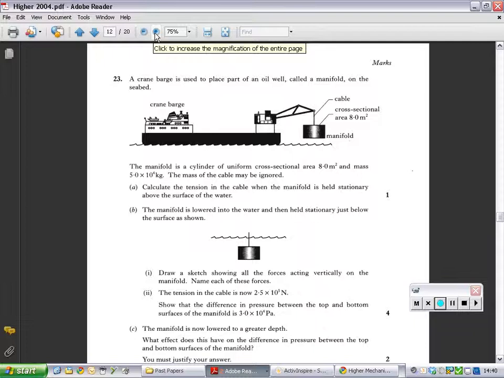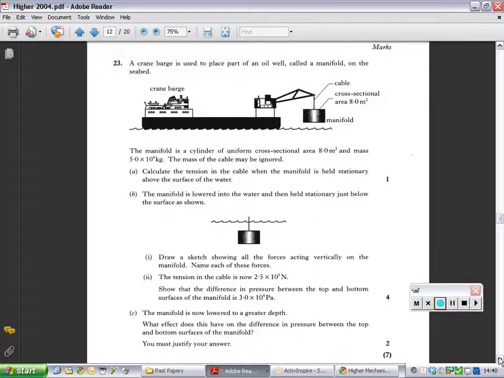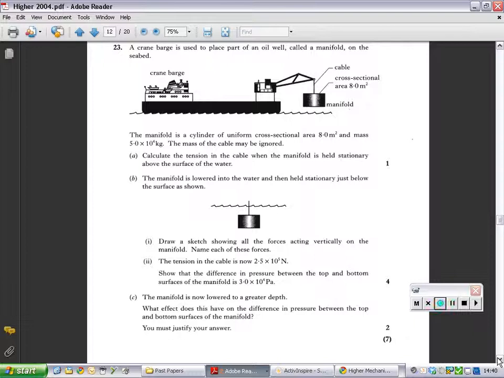Held stationary means it's not moving, which means the forces are balanced. Whatever force is acting on the manifold must be balanced. So weight is acting down, so tension must be acting up. So when you get your weight, you have your tension. The manifold is lowered into the water and held stationary just below the surface as shown. Draw a sketch showing all the forces acting vertically on the manifold. Name each of these forces. The tension in the cable is now that. Calculate the difference in pressure between the top and the bottom surfaces of the manifold.